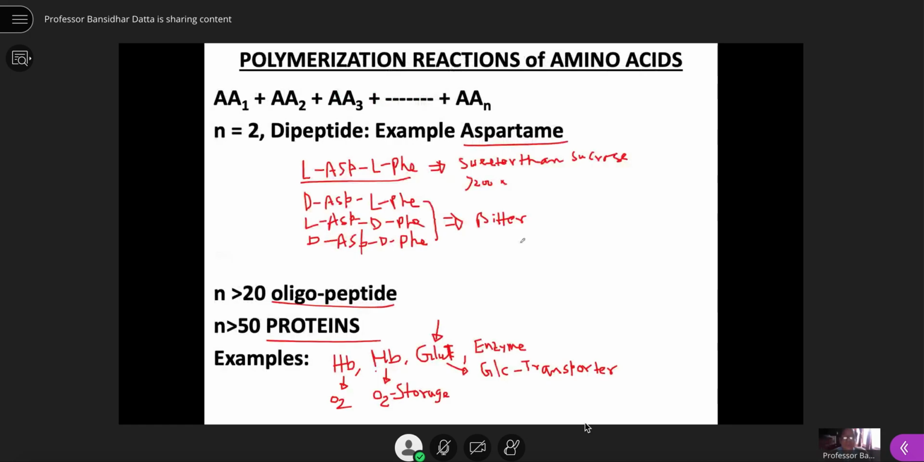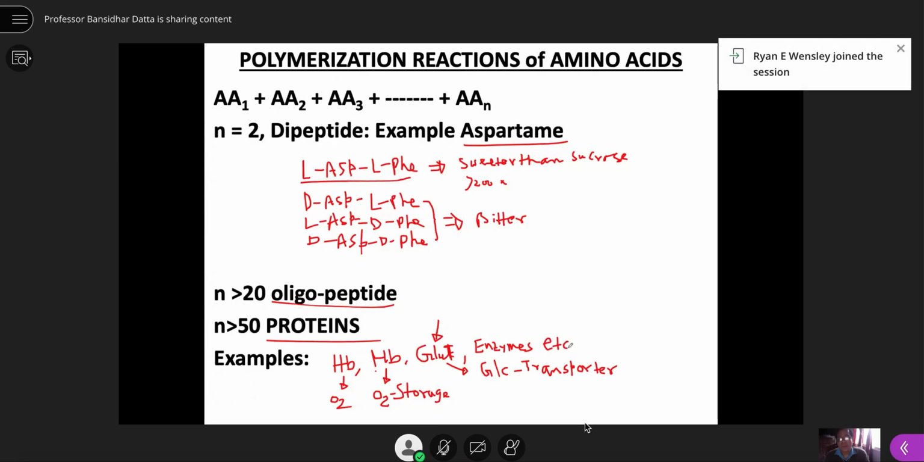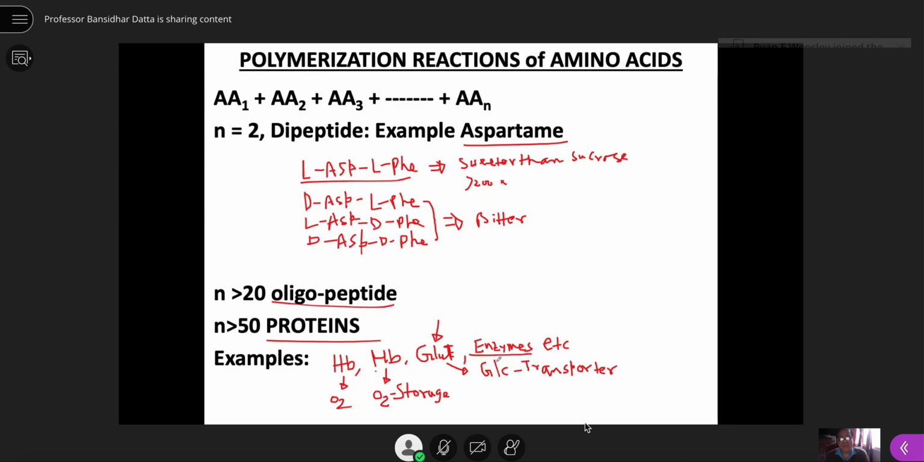All right. So hemoglobin, oxygen transporter, myoglobin, oxygen storage, GLUT, capital T, glucose transporter, and enzymes. There are many of them. I'm putting etc. right here. We have thousands of proteins and enzymes. So enzymes, and I'll give you some glimpse of the enzymes. Okay. All right. Shall I go on?